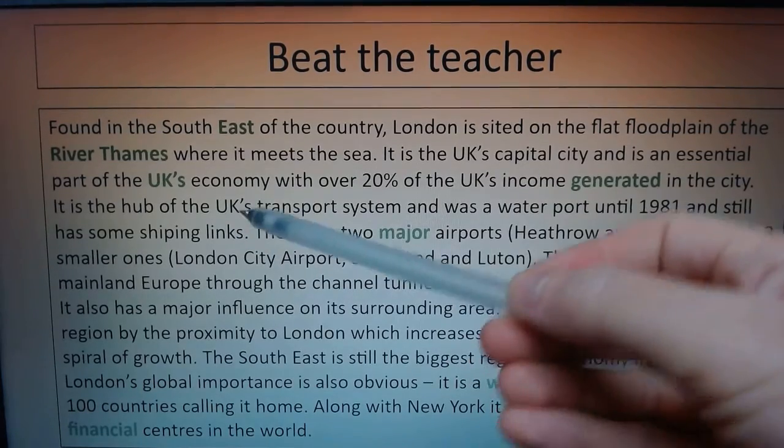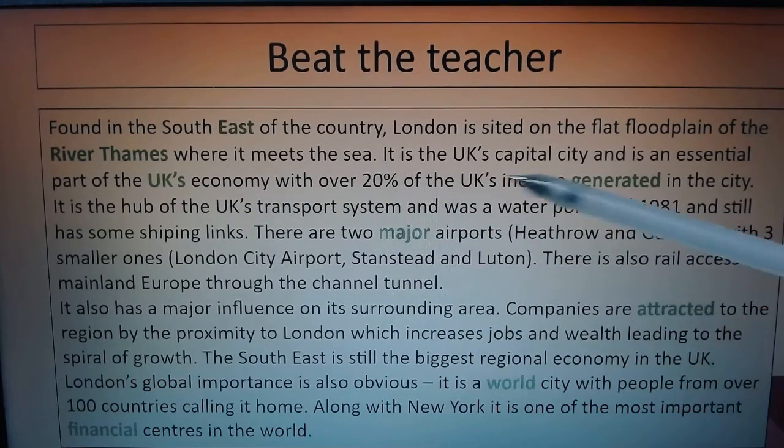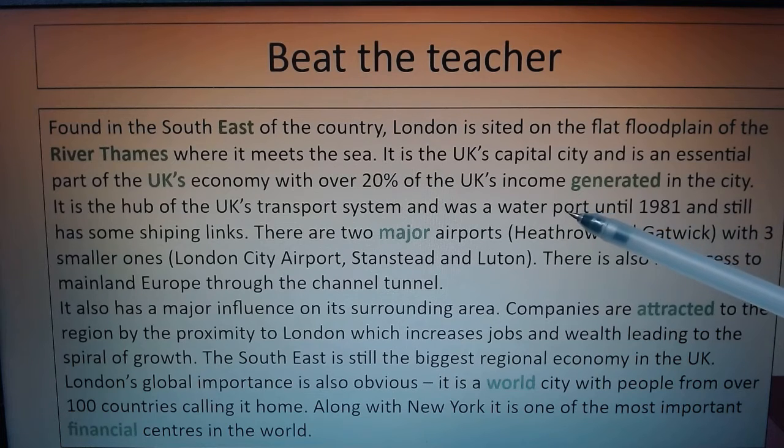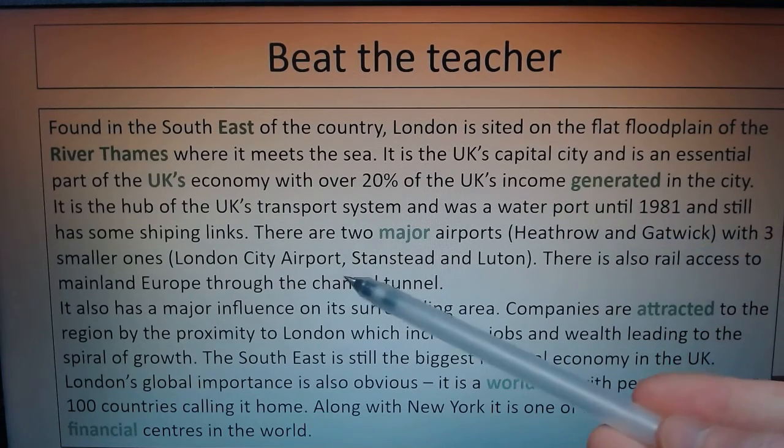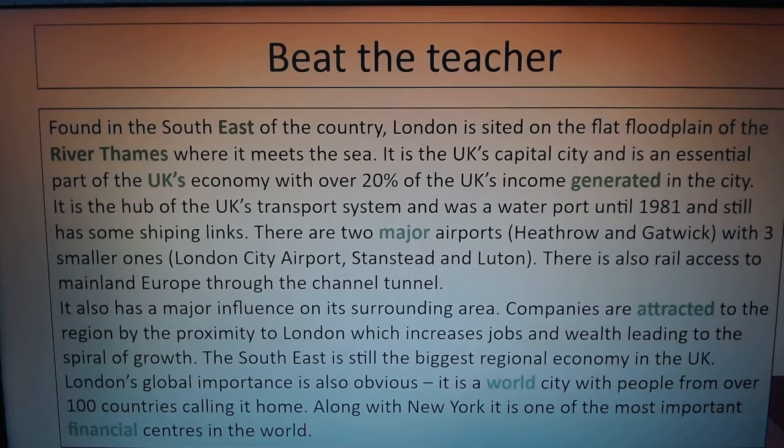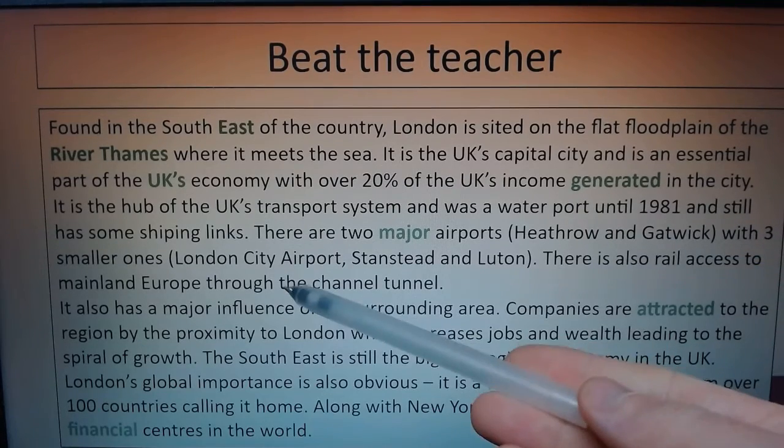It's also a hub for the transport system. It has a water port. Well, it had a water port. It's got 2 major airports that fly all over the world and 3 smaller airports. So this one city, London, actually has 5 airports. And they're just talking now about making this one even bigger again. It's one of the biggest in the world already, or busiest. There's also rail access to the whole country and to mainland Europe.